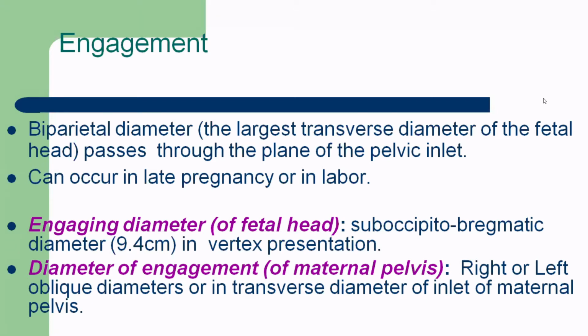Okay. Again, which diameter of the maternal pelvis allows the fetal head to get engaged? That is known as the diameter of engagement. So remember these two. Engaging diameter is in the fetal head, whereas diameter of engagement is in the maternal pelvis. So when engagement occurs, these two diameters should coincide. Okay? So the maternal pelvis diameter of engagement is one of the oblique diameters, right or left oblique diameter, or the transverse diameter of the inlet of the maternal pelvis.